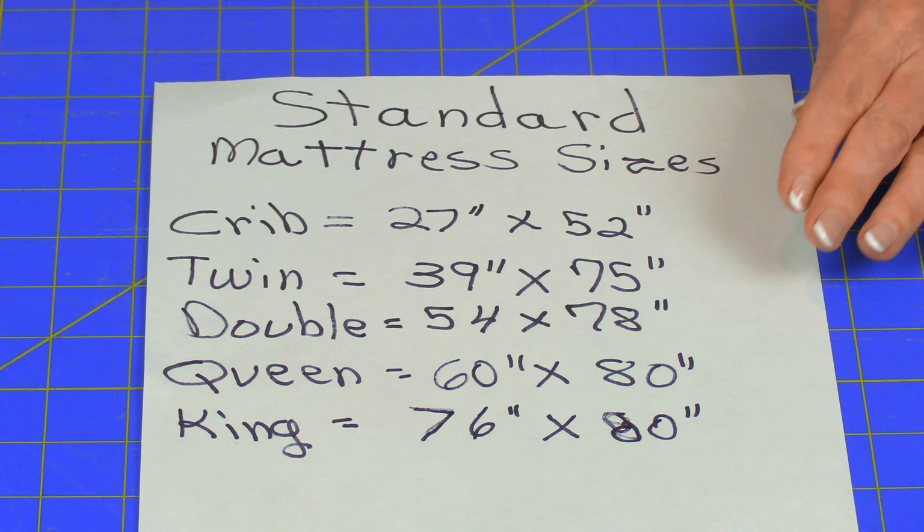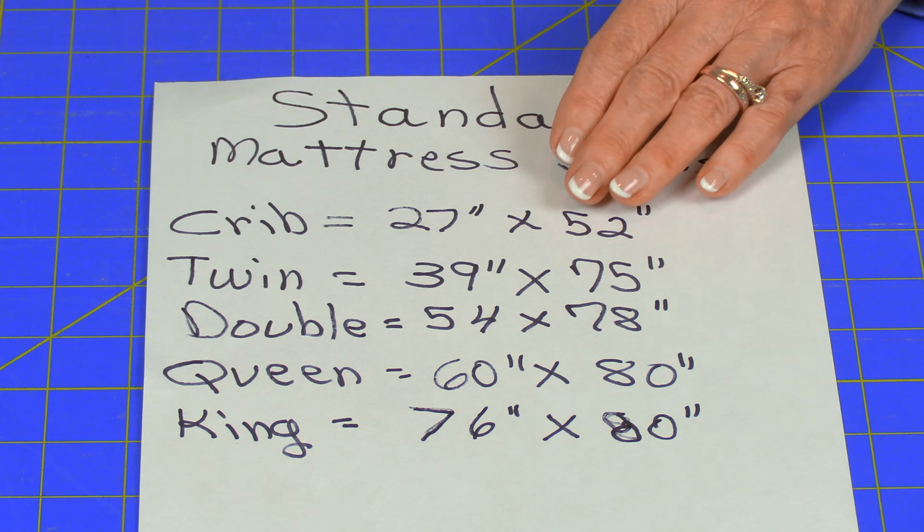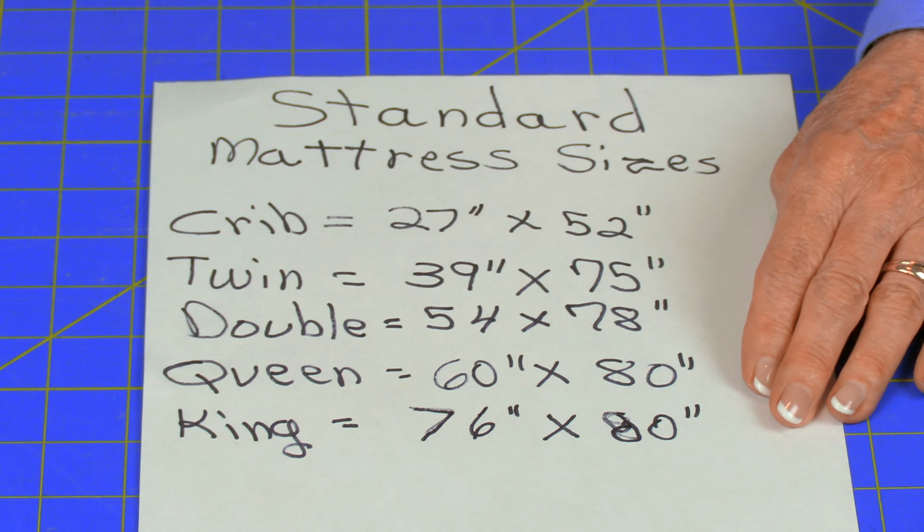Here is a list of the average size of mattresses from a crib all the way down to a king. But you can't always go by this because sometimes maybe you've bought the deluxe mattress. It's extra thick. Did you buy the California king or the regular king? So I'm going to show you how to measure your mattress so you calculate the amount of fabric to buy.